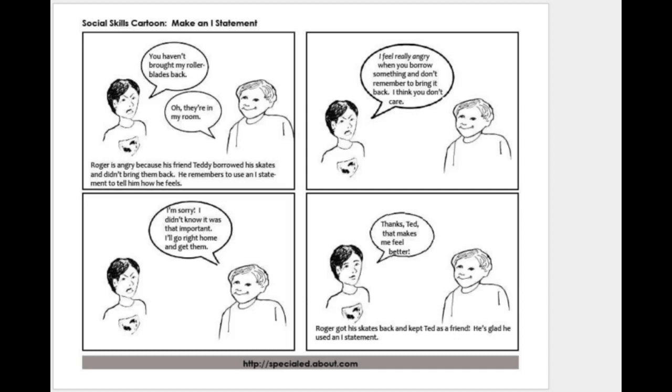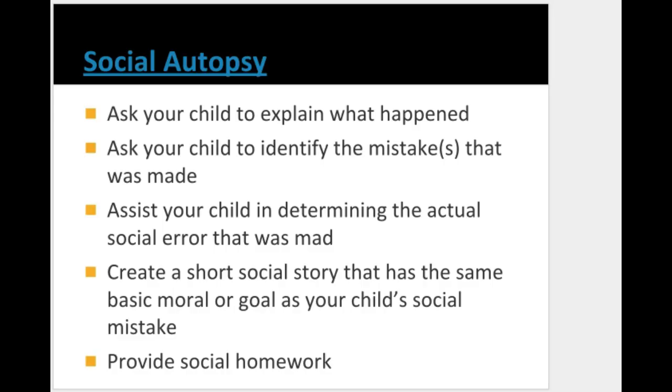So here's an example of a comic strip, and in there you use lots of I statements. So you haven't brought my roller skates back. Oh, they're in my room. And you can see here that this person who's the person with autism, and it might be again a picture of that person, he's not reading that Roger's angry. So we have to interpret the emotions here. And so this person is saying, I feel really angry when you borrow something and don't bring them back. And then the story goes on this way. So sometimes instead of a social story, we might turn it into a comic strip story. But the purpose is to correct a behavior through storytelling.